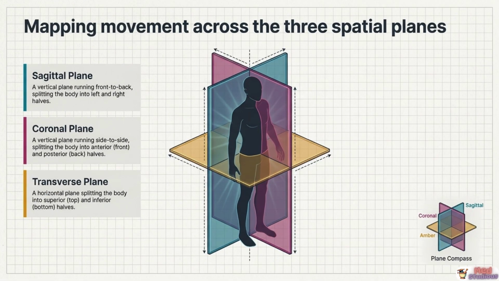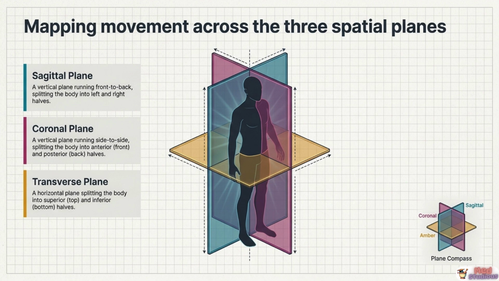Now we need to map where movement happens. The human body operates in three-dimensional space, and anatomists divide that space into three intersecting planes. The first is the sagittal plane, a vertical plane running front to back, dividing the body into left and right halves. Forward and backward movements, like nodding your head, happen here. The second is the coronal plane, a vertical plane running side to side, dividing the body into front and back halves. Side-to-side movements like raising your arms out laterally occur in this plane.